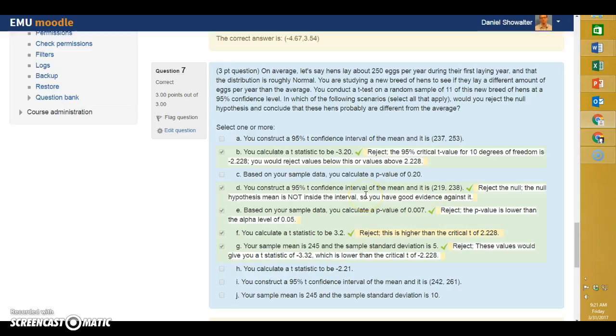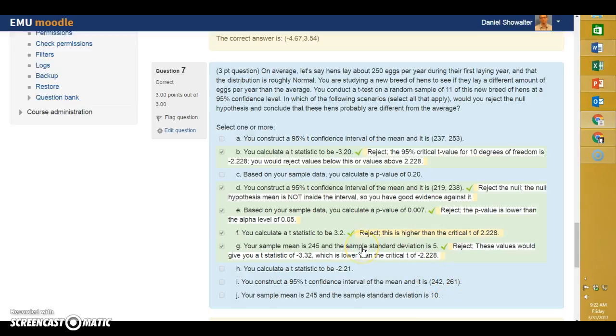Another thing we could do is take a look at our confidence interval. So if we create a confidence interval for the mean and this null hypothesis mean of 250 is outside our confidence interval, we're saying that that's not really one of our likely possibilities for the population mean, so probably these hens are different than the average hen. So in other words, if the 250 is not in this interval, we reject. And here it is not there. Here, 250 is in between these two numbers, so we're not far enough away to reject. Same thing with this situation.